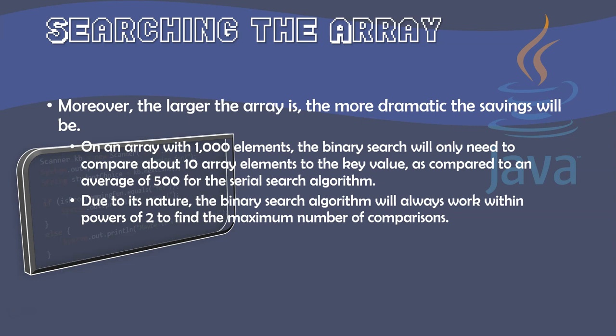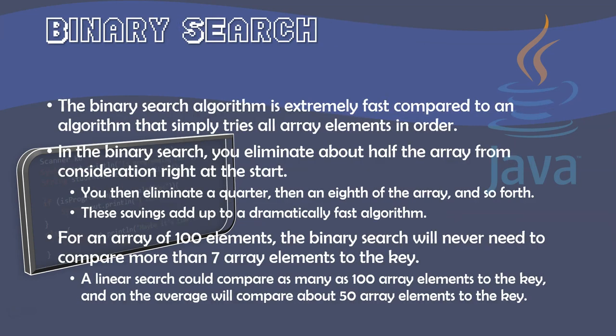Now, due to its nature, the one thing you might notice with the binary search algorithm is that it's always going to work within powers of 2 to find the maximum number of comparisons. For example, with 1,000 elements, 2 to the power 10 is 1,024, so it's always going to follow that. Similarly, with the 100 elements, that's 2 to the power 7. So that's how we know where that's going to be, because what's 2 to the 7th? 128.